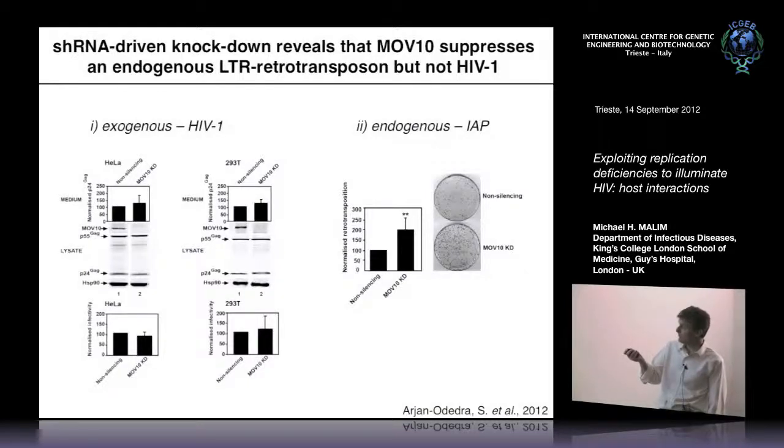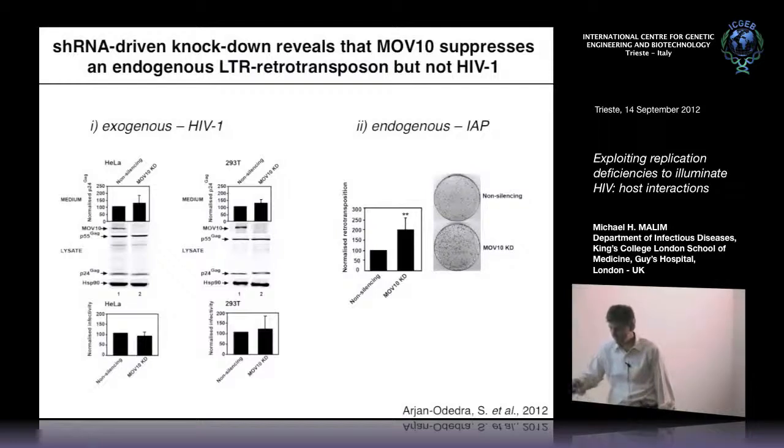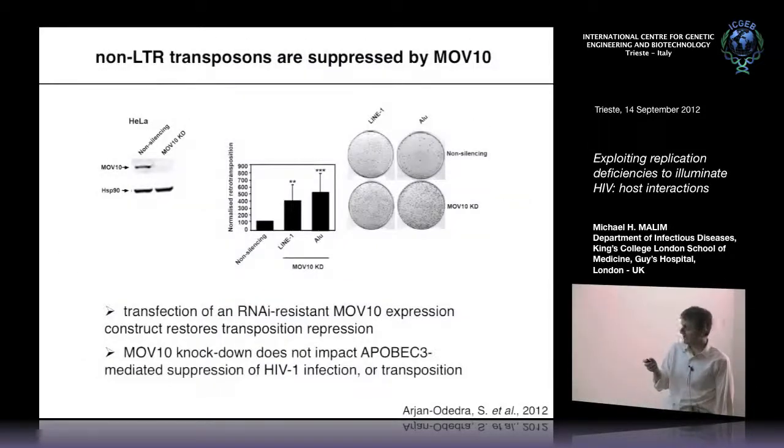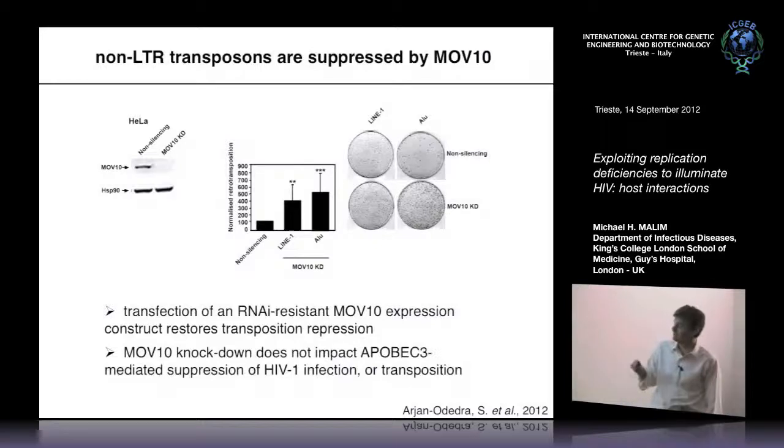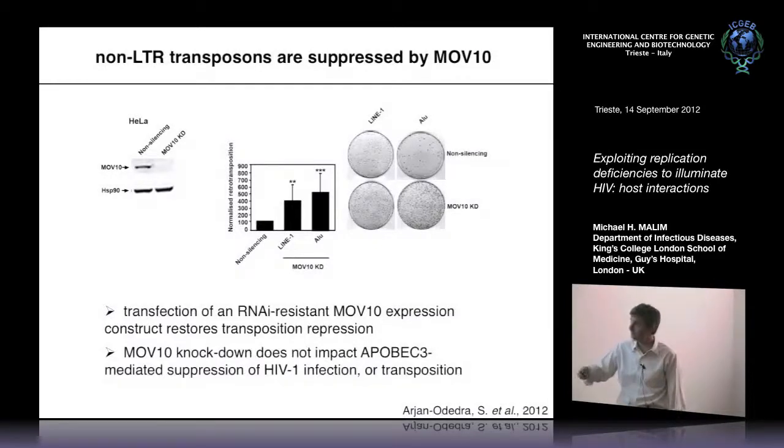If you knock out MOV-10, you can see a strong boost to the retrotransposition of an LTR-containing retrotransposon. And even more impressively, to non-LTR retrotransposons, you see a very strong stimulation of their movement as well when MOV-10 is removed. You can overcome this effect by putting back the RNAi-resistant version of MOV-10. However, MOV-10 knockdown does not impact APOBEC3-mediated suppression of HIV infection. So we don't think there's any significant relationship between MOV-10 and APOBEC3, but we are very interested as to why MOV-10 seems to be a pretty important regulatory mechanism for endogenous transposons.